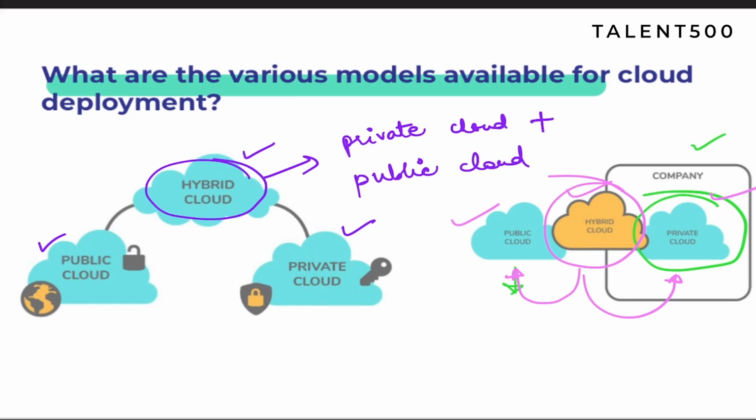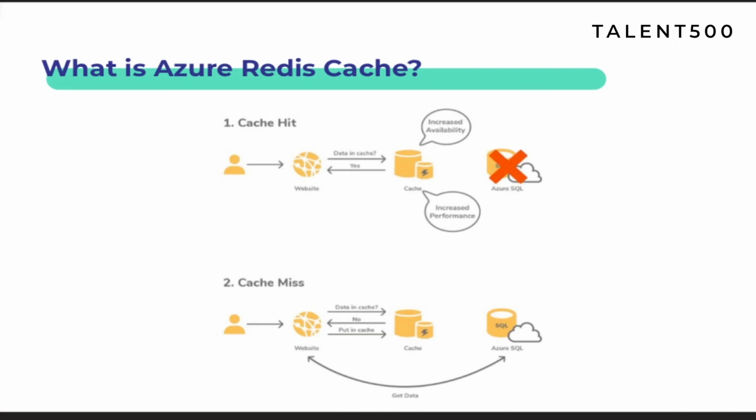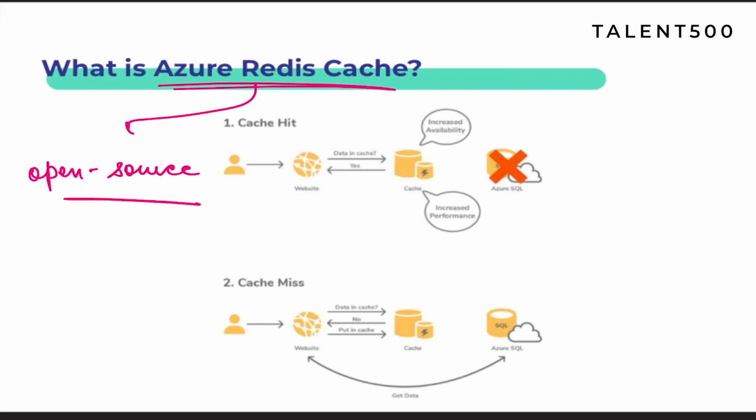Okay, let's move to the next question now. The next question which we have is, what is Azure Redis Cache? The first thing you have to keep in mind with Redis cache is that this is open source, in-memory. It is provided and maintained by Azure. It helps the web application improve its performance. How can we do it?